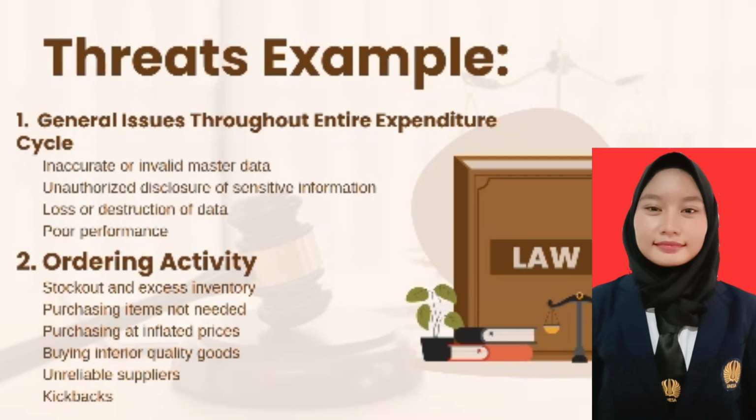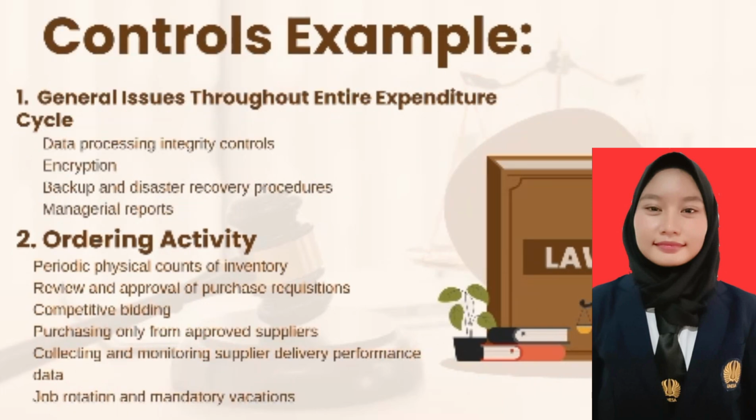Second, ordering activity: stock out and excess inventory, purchasing items not needed, purchasing at inflated prices, buying inferior quality goods, unreliable suppliers, kickbacks. The controls for the general issues throughout the entire expenditure cycle are data processing integrity controls, encryption, backup and disaster recovery procedures, and managerial reports.